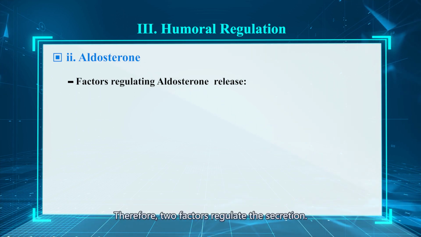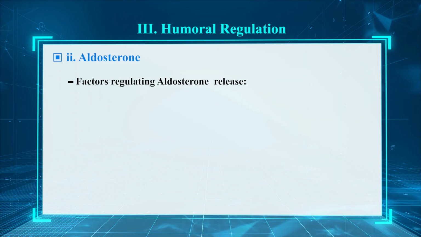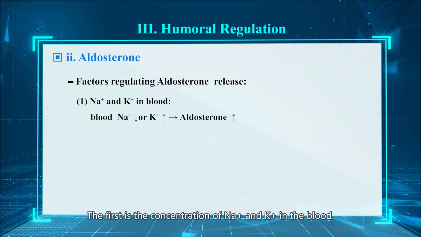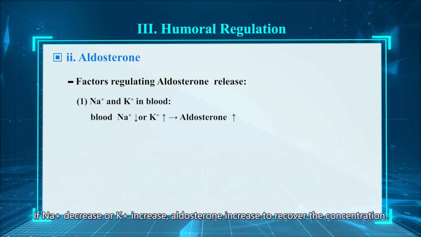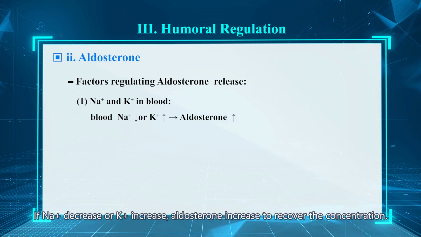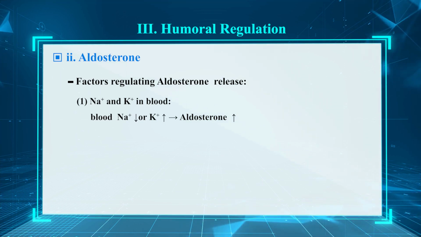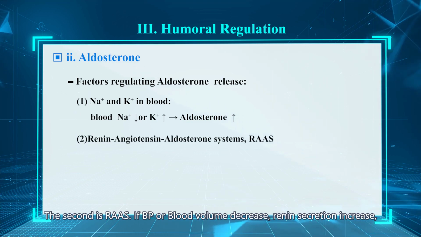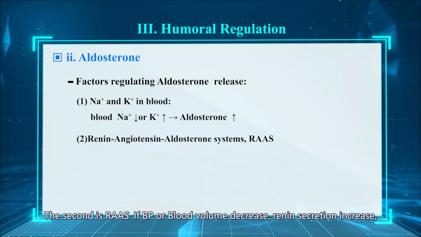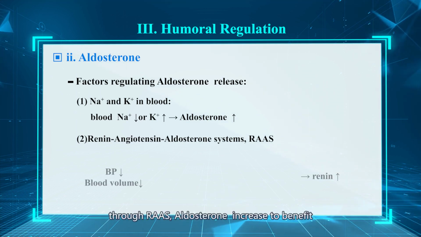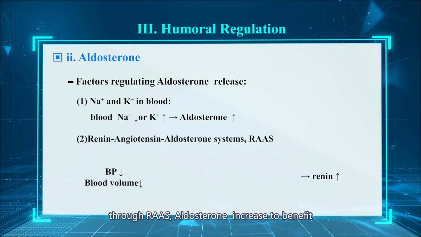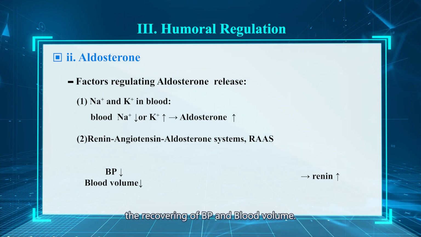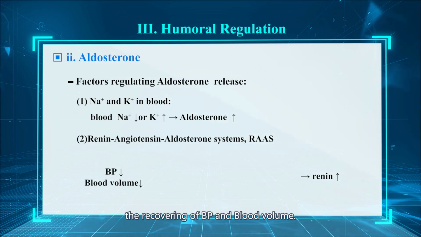Therefore, two factors regulate its secretion. The first is the concentration of sodium and potassium in the blood. If sodium decreases or potassium increases, aldosterone increases to recover the concentration. The second is RAAS. If blood pressure and blood volume decrease, renin secretion increases through RAAS. Aldosterone increases to benefit the recovery of blood pressure and blood volume.